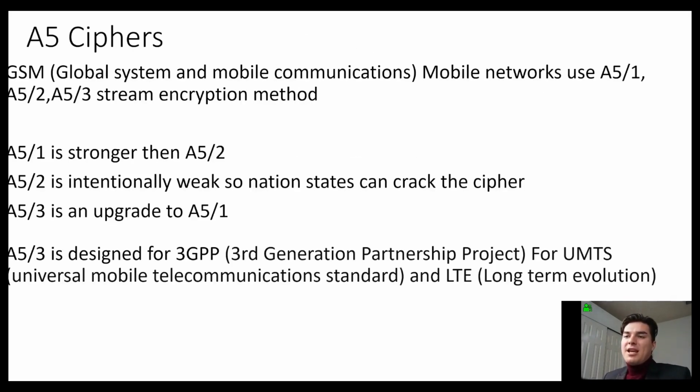Now, A5 ciphers, they use these for mobile communications and mobile networks. And the stream ciphers, originally A5/2, they kept it intentionally weak so that nation states can crack that cipher. And the A5/1, it's a little bit stronger. And now with LTE, they use the A5/3 cipher method.